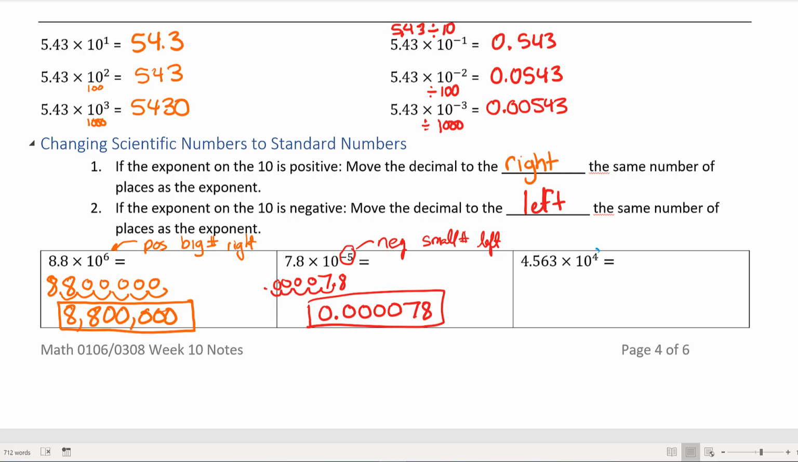And our last one has a positive exponent, which means we're going to get a big number and move our decimal to the right. So we have 4.563 times 10 to the 4. I'm going to take that decimal and move it over 4 places to the right to get 45,630. And that's how you change scientific numbers to standard numbers.